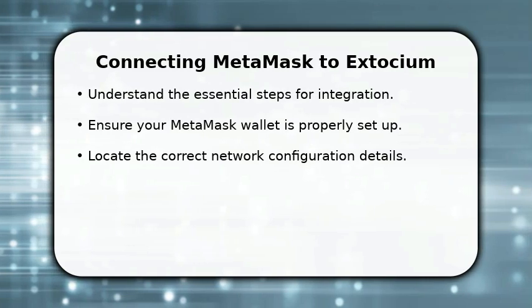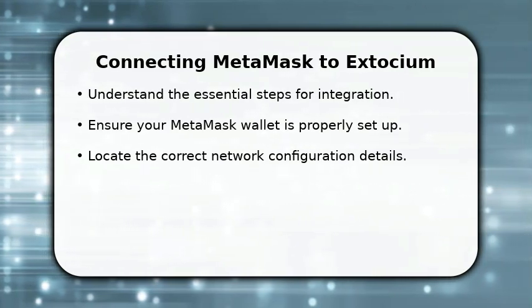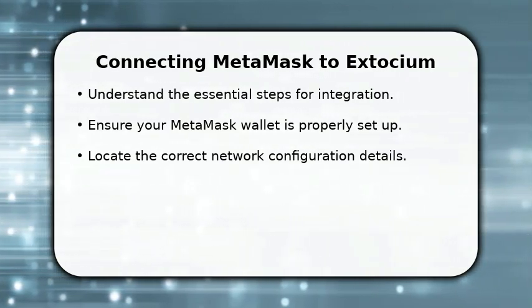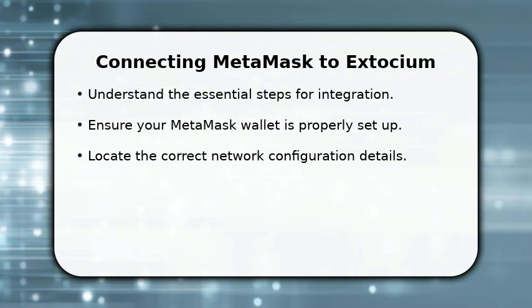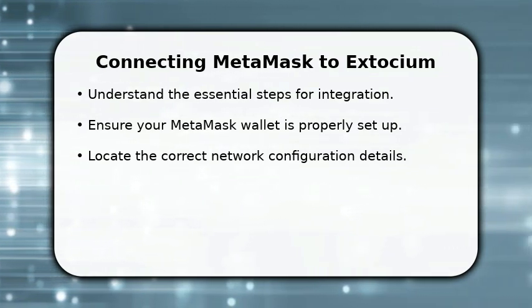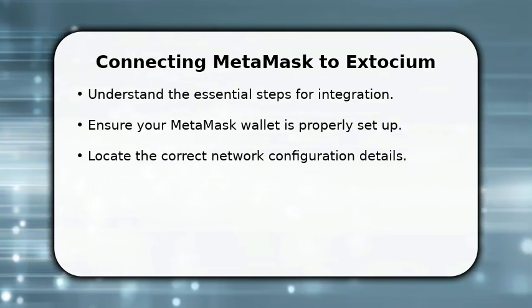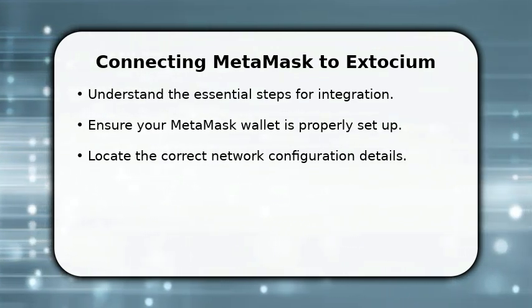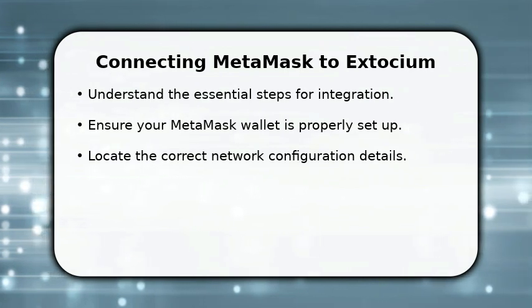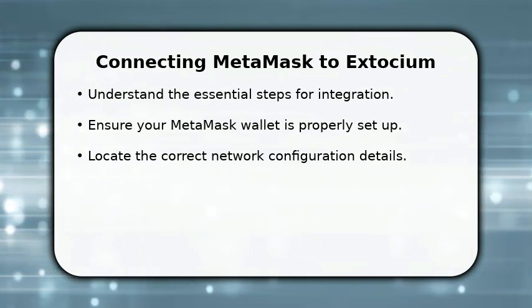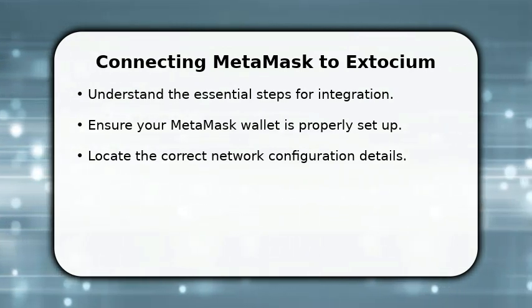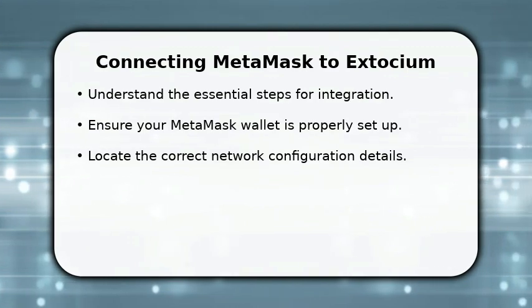In this video, I will explain how to connect MetaMask to Etherscan. First, ensure your MetaMask wallet is installed and ready in your browser. You'll need to access its settings to add a new custom network. This process involves inputting specific details that allow your wallet to communicate with the Etherscan blockchain. It's a straightforward procedure, but precision is key for a successful connection.